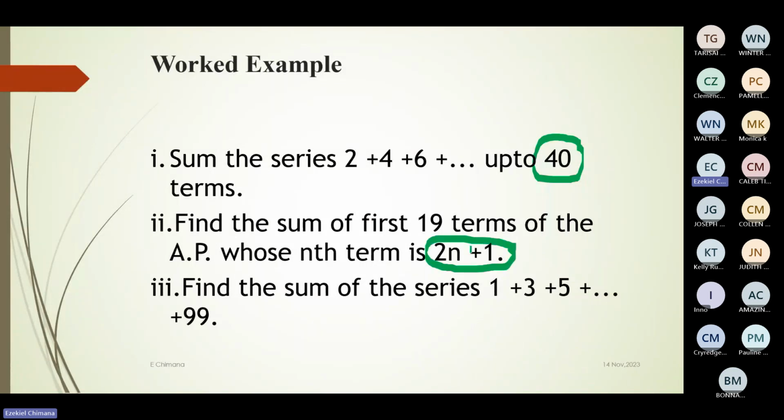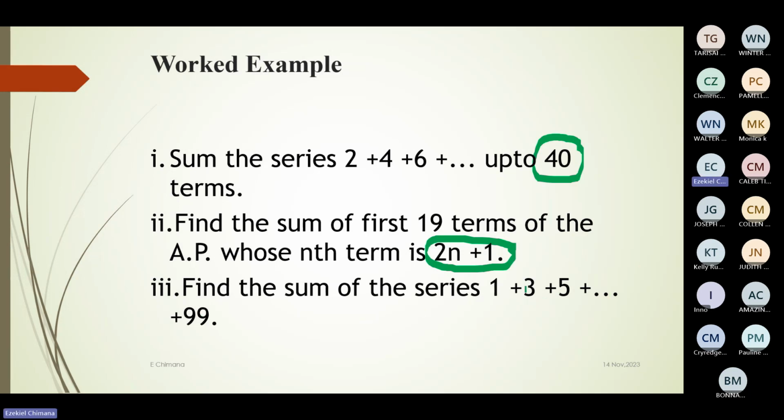This one is the one which we are going to use to generate the elements or the terms of this AP, and then you'll be asked to find the term at number 19 of this arithmetic progression, and you are being told that this is an arithmetic progression. Also this one, find the sum of the series 1 plus 3 plus 5 plus dot dot up to 99.